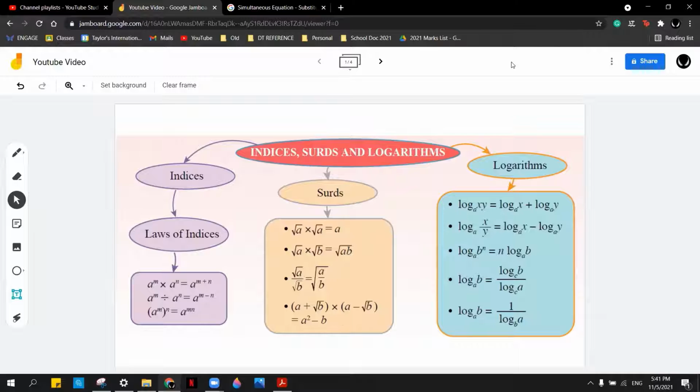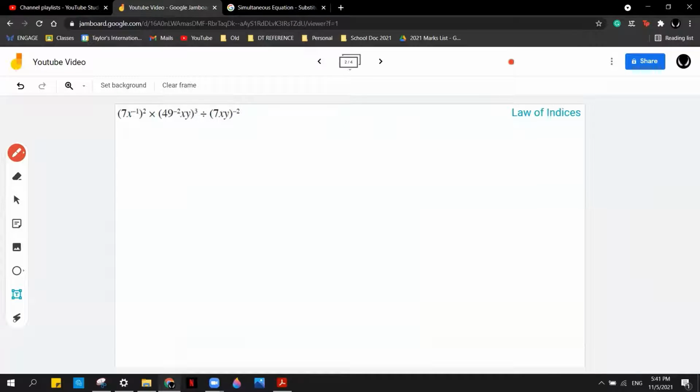As you can see here, this is the summary of the formulas that is needed to understand or to master this topic. So you can actually pause the video and take a screenshot. This is the summary that you can find in any textbook or reference book. This is the main idea that you need to solve this equation. We'll discuss later on how we solve this and how we apply this in questions. For today's video, we're going to talk about the laws of indices.